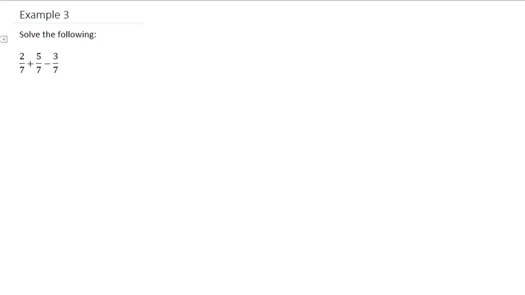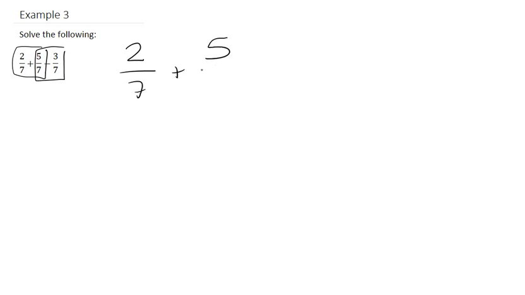Example 3, solve for the following. So this one we have two operations within this problem. We have 2/7 plus 5/7 minus 3/7. So we can address this in either way. We could first deal with the addition part, or we could also deal with the subtraction part. But let's go ahead and just rewrite this first. I think we should go ahead and just move forward with the addition part.